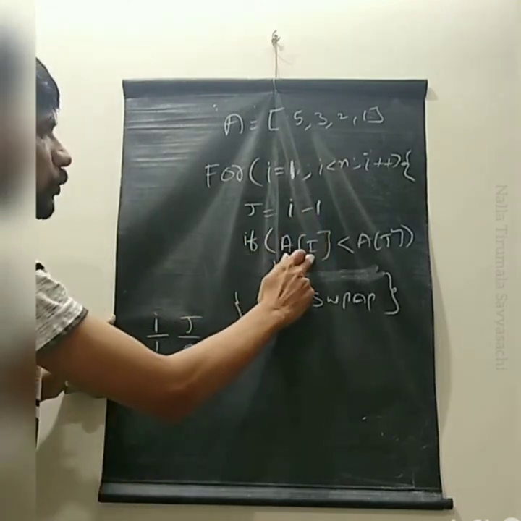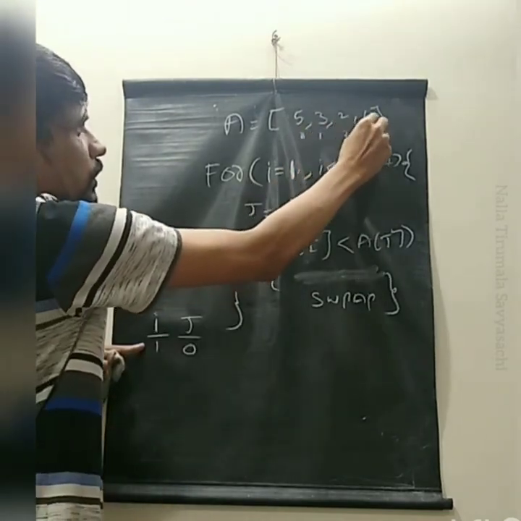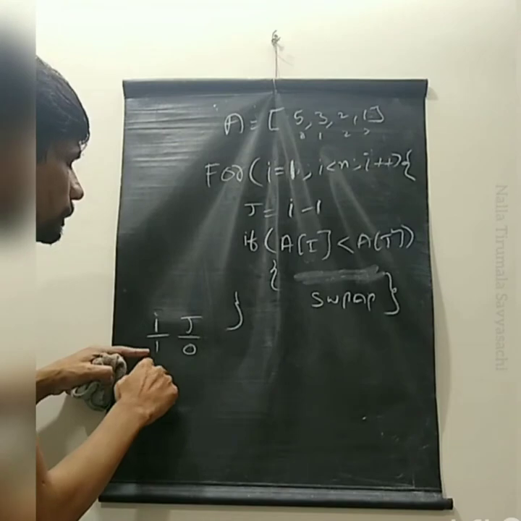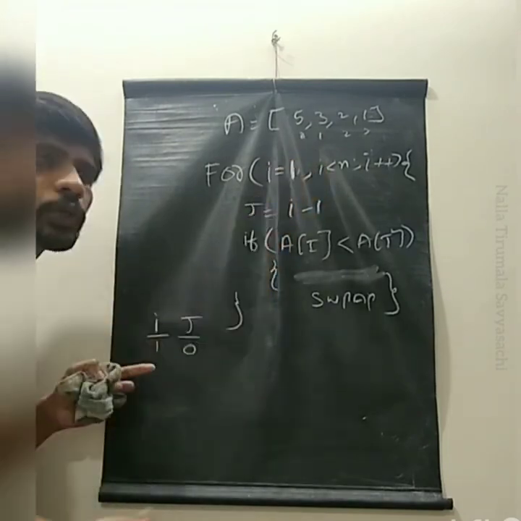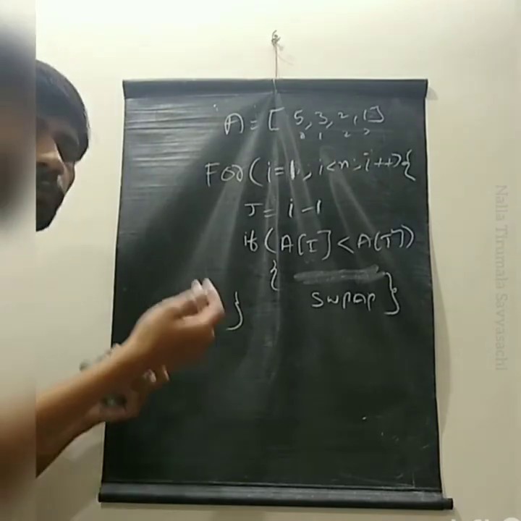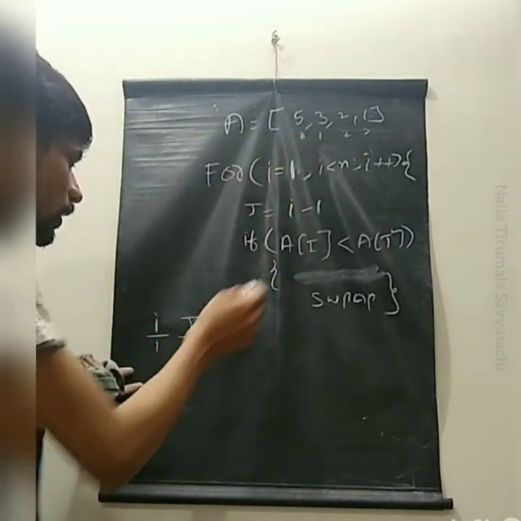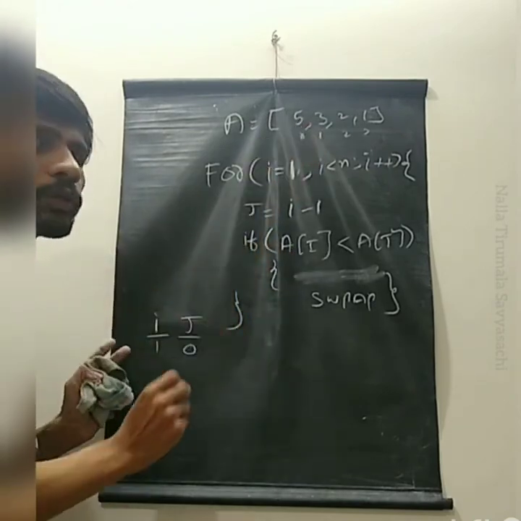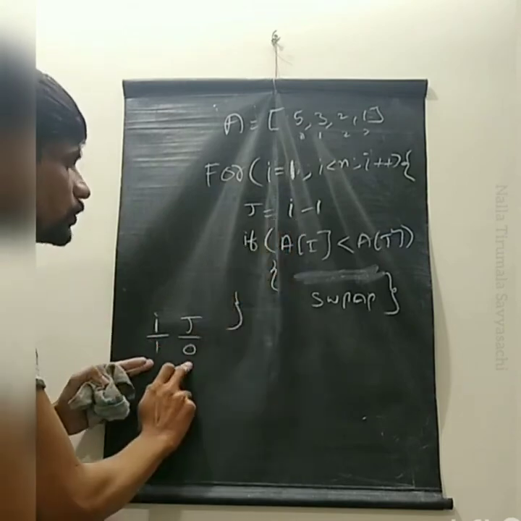So what exactly am I doing? A of i, with indexes 0, 1, 2, 3, right? If this is C code, the index will start from 0. In some other programming languages, the index will start from 1. For now, just imagine the index starts from 0. So my j equals 0, i equals 1.